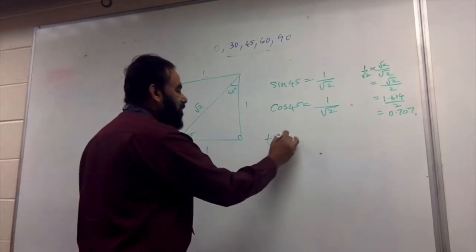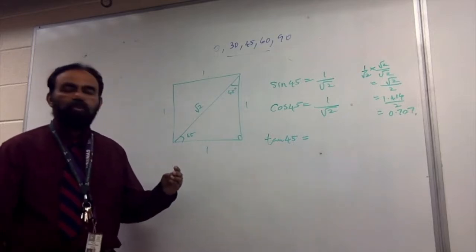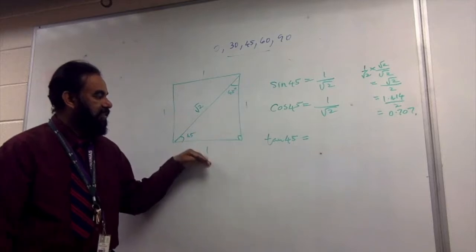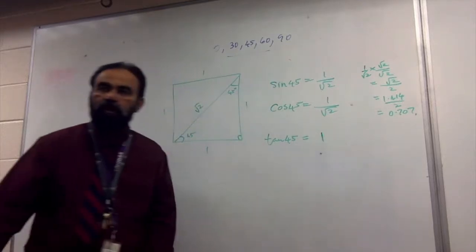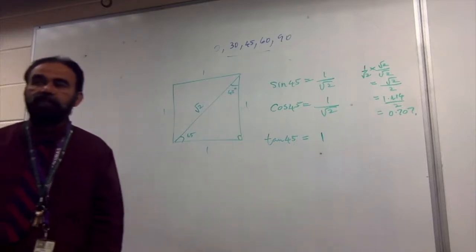Tan 45. It is opposite over adjacent, that is tan 45. So 1 over 1, which is 1. Tan 45 is 1. Okay?